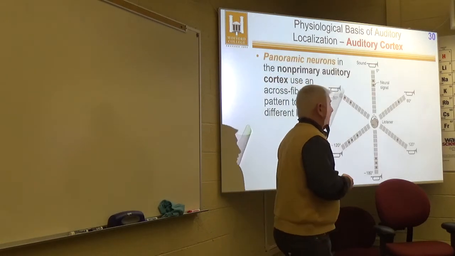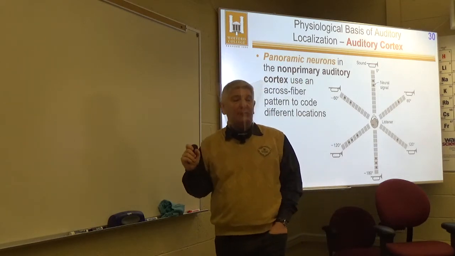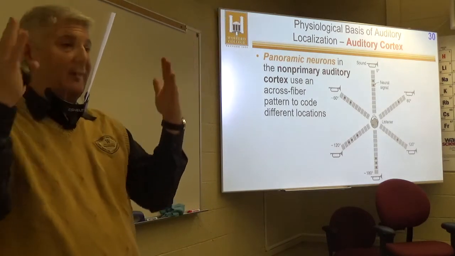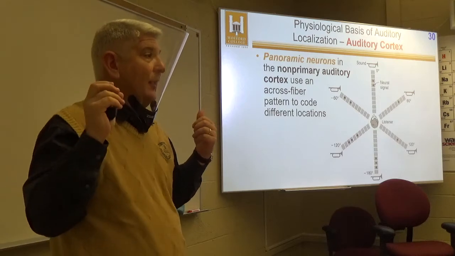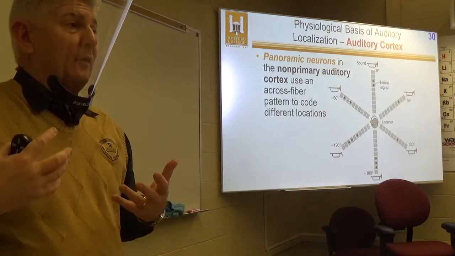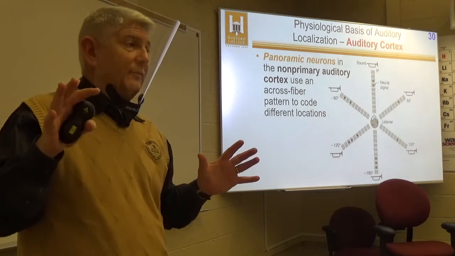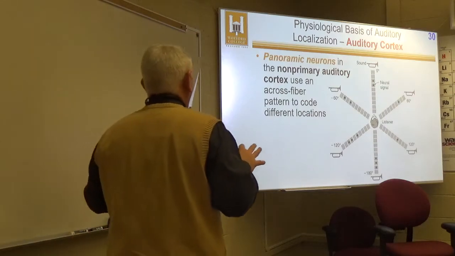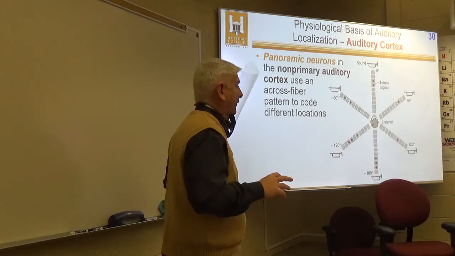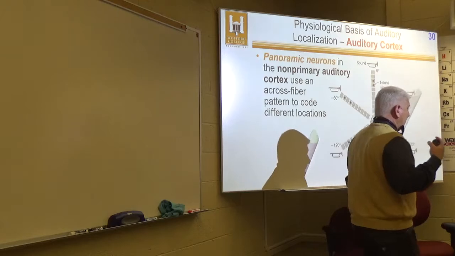So far I've talked about labeled line neurons, right? When we talk about a neuron that has a tuning curve for a particular place in space, that's a labeled line. It only fires for a particular signal. But there are also neurons that receive divergence of those labeled lines and show across-fiber pattern firing. Those neurons are called panoramic neurons.